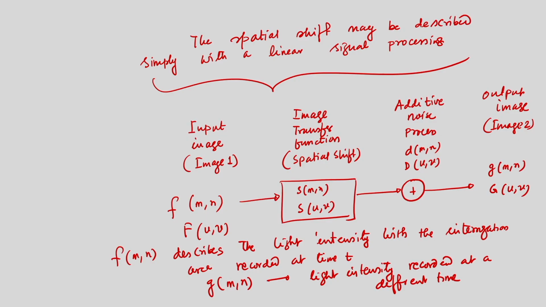That means m comma n, m n, i j and k l, these are the image coordinates. So, this f of m comma n describes the light intensity within the integration area recorded at time t, while g of m comma n is also the light intensity recorded at a different time. Now, there is the image transfer function, the spatial shift, and then the additive noise that will be there. So, this is the additive noise, which is added, and there will be the output image.